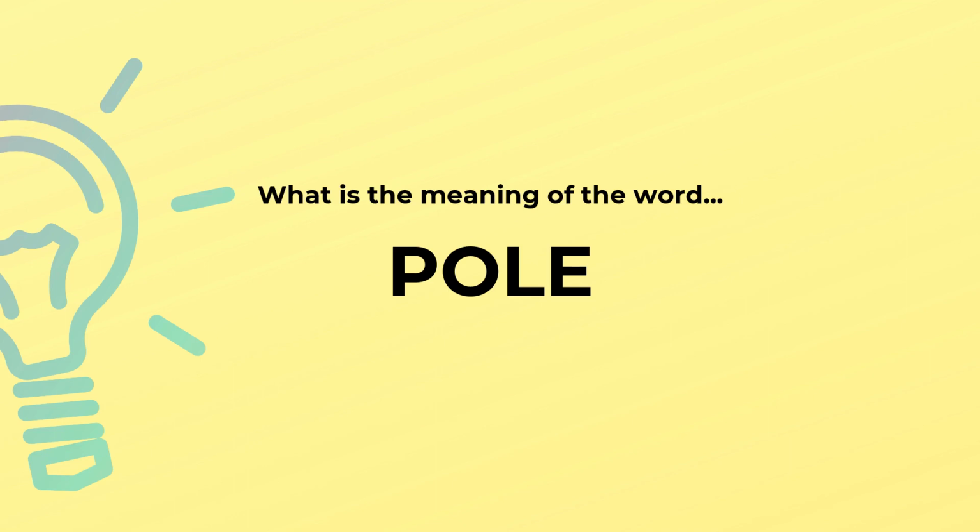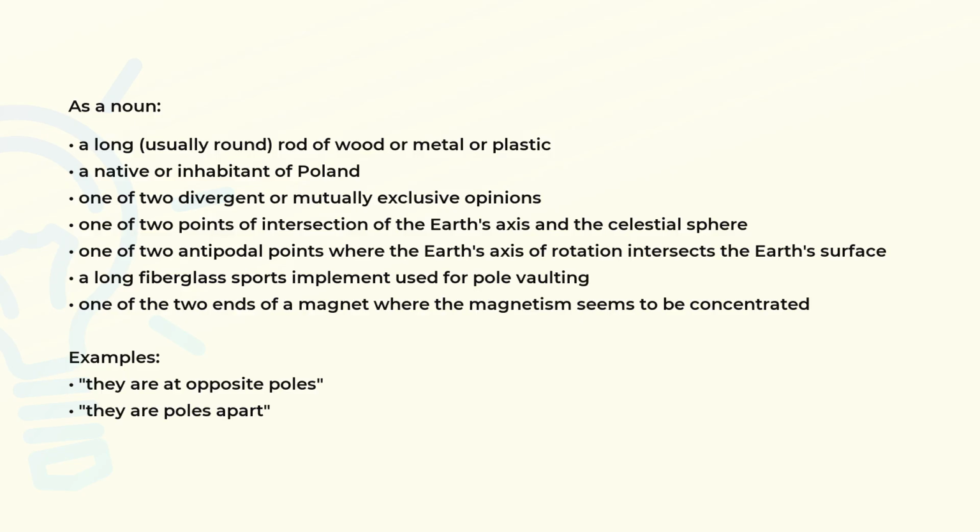What is the meaning of the word pole? As a noun, a long, usually round, rod of wood or metal or plastic. A native or inhabitant of Poland. One of two divergent or mutually exclusive opinions.